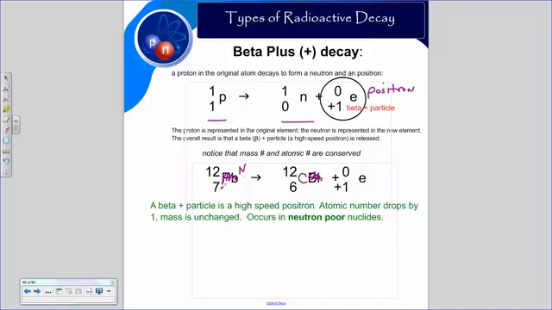In this decay, we have nitrogen-12. Nitrogen-12 has 7 protons and 5 neutrons. That's hardly a 1-to-1 ratio. So what happens is one of those protons dumps a high-speed positron and becomes a neutron. This creates carbon-12, which is stable. This takes place in neutron-poor nuclides. Okay.